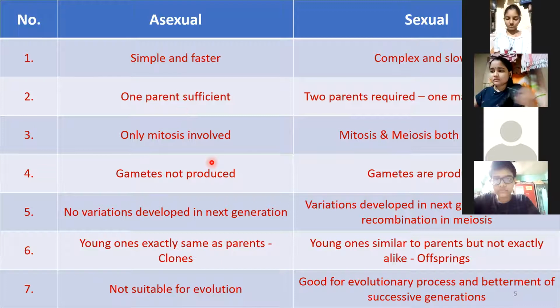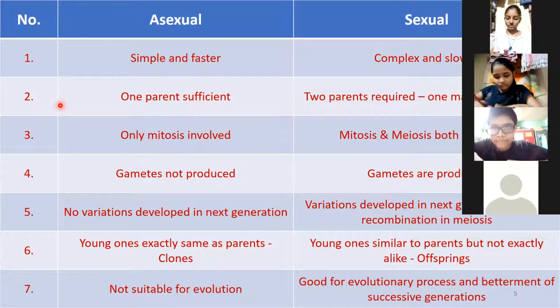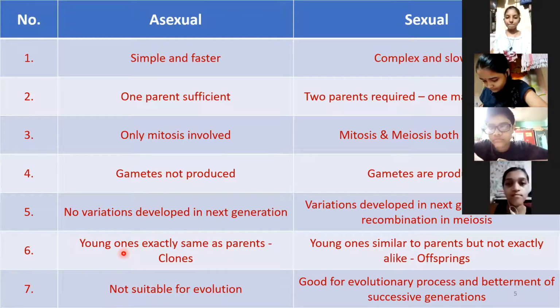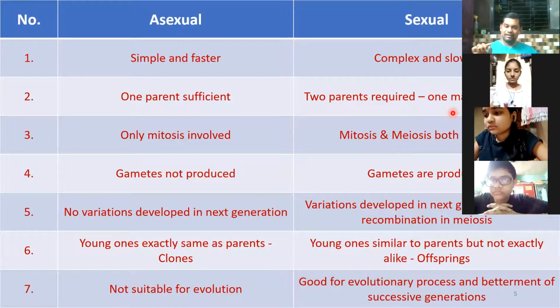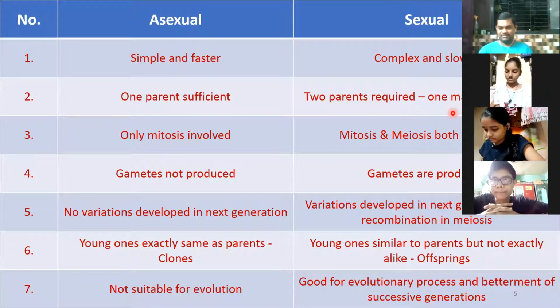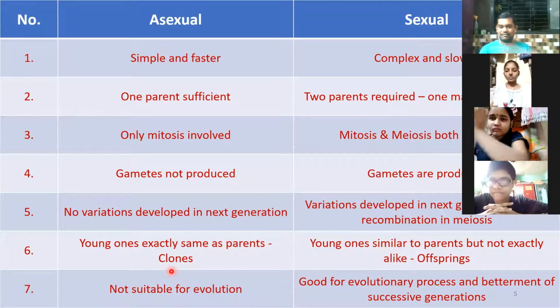Now, in case of asexual reproduction, as you can see in the 6th point, the young ones are exactly the same as the parents. Now, when you say exactly the same, it's not just based on the looks. Here, the word exactly same refers to the genetic composition. Whatever genes are there in the parents, the same genes exactly as they are go into the young ones. And that's why the young ones are better known not as offspring, but the correct word for them would be clones. It's like they are creating Xerox copies of the parents.